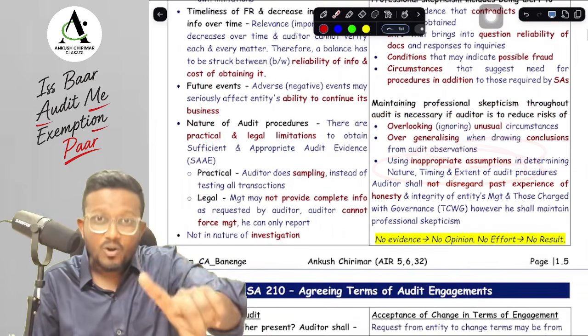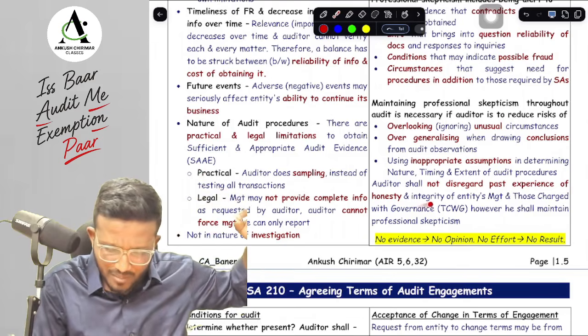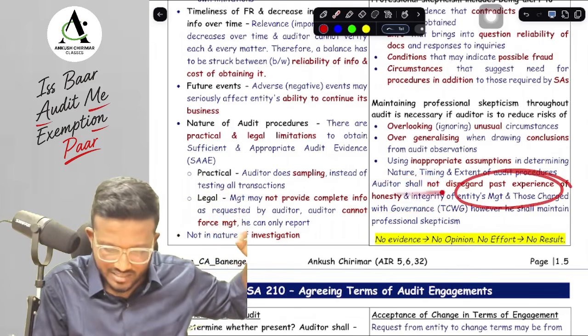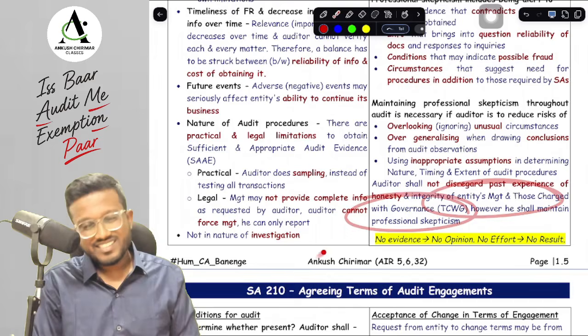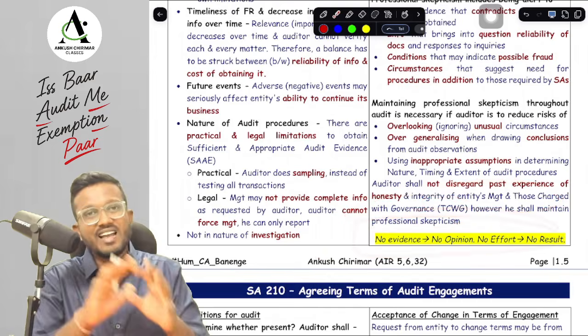Now, mind you, whenever there is a past history or past experience of honesty and integrity of management and TCWG, we should not disregard that, but still we need to maintain professional skepticism. Okay, yes sir, we will discuss this topic in more depth at the end of the lecture.